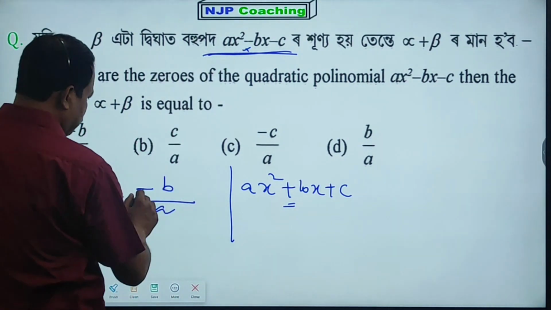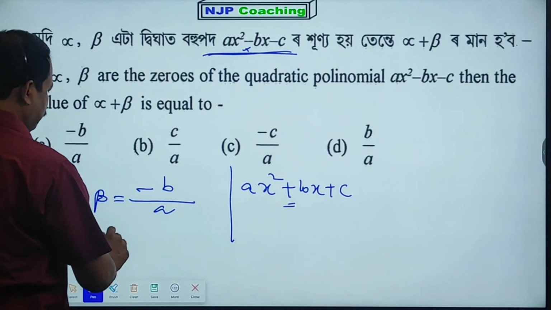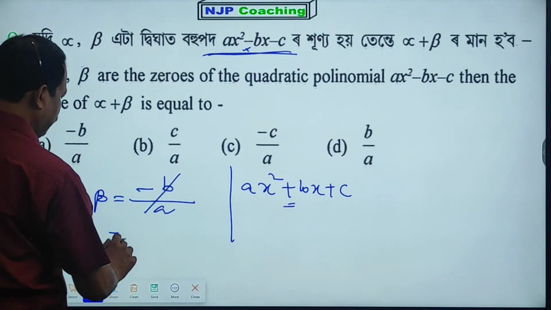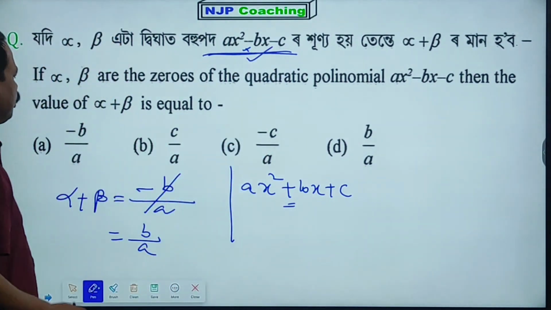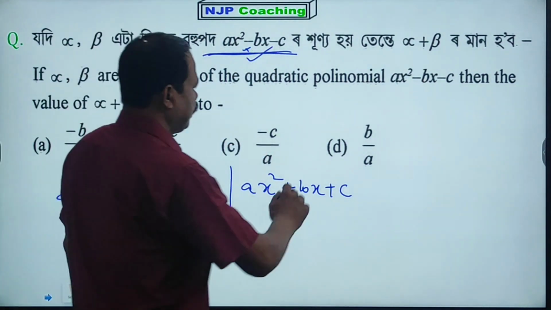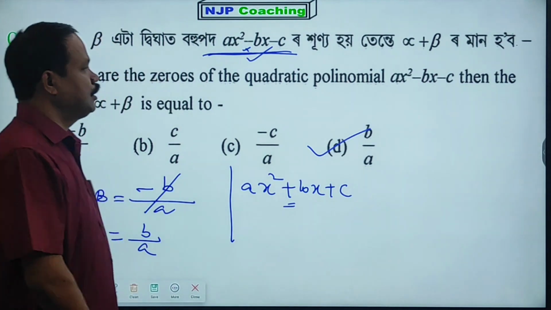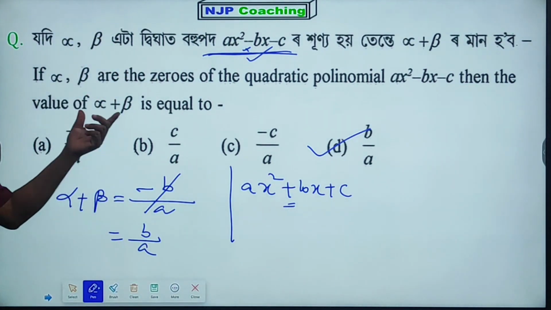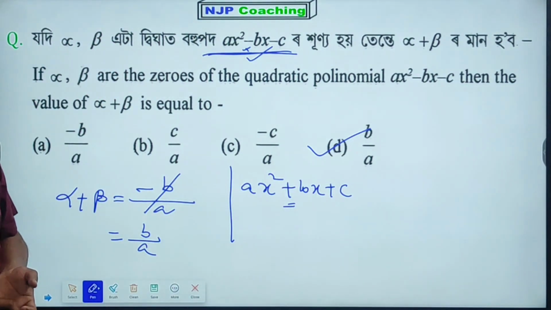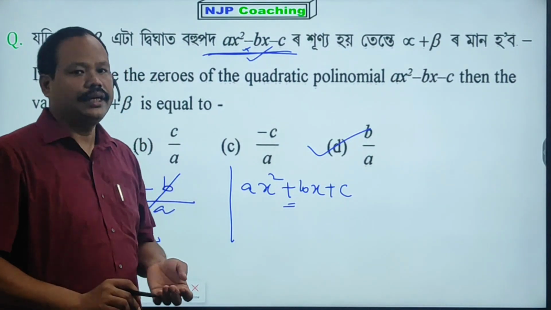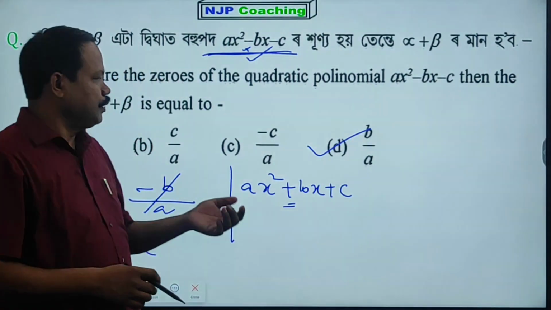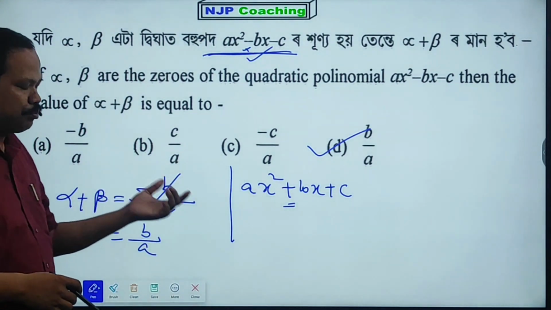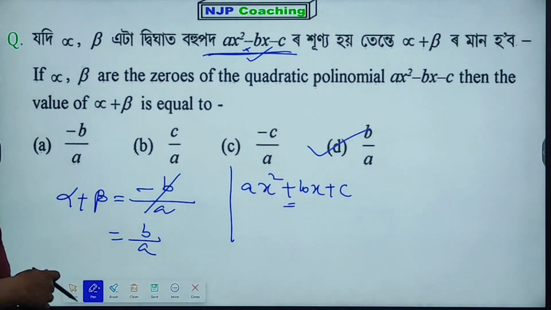Now we have to put minus b by a. So in place of minus b by a, for this polynomial we have to write b by a. So option D is the correct answer. So alpha plus beta is equal to b by a. Okay, do not confuse yourself, so always think in a proper way.